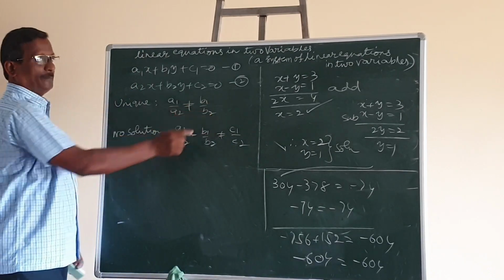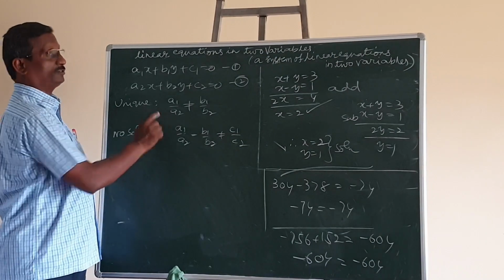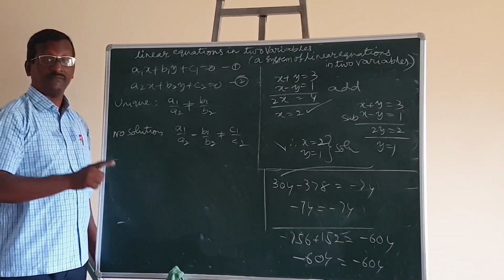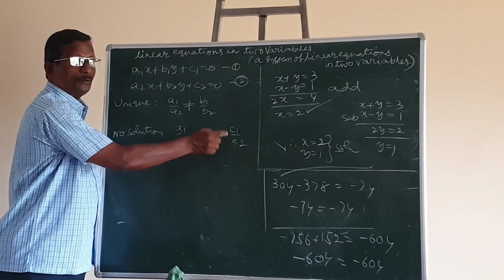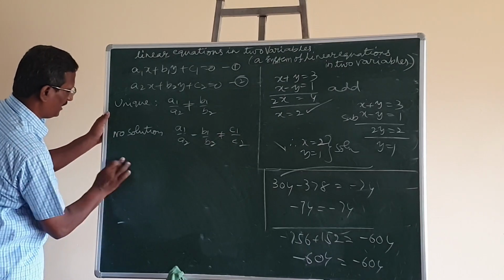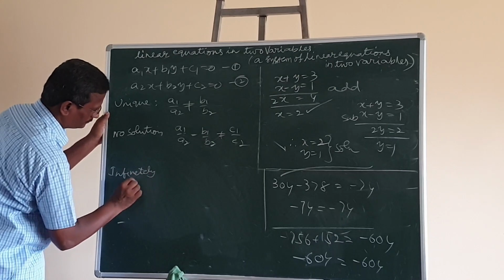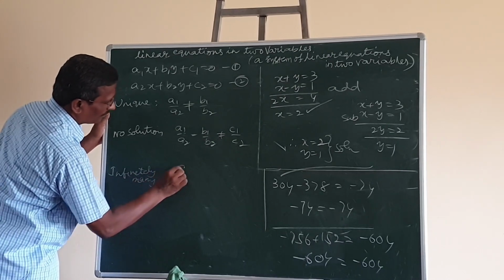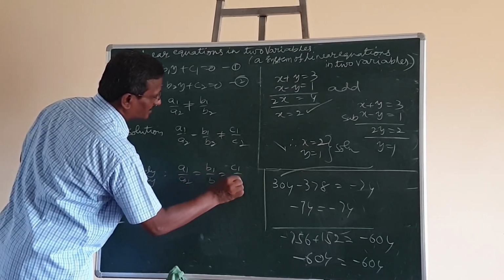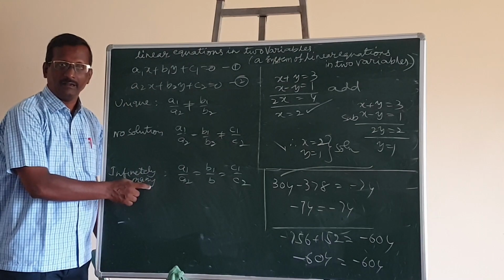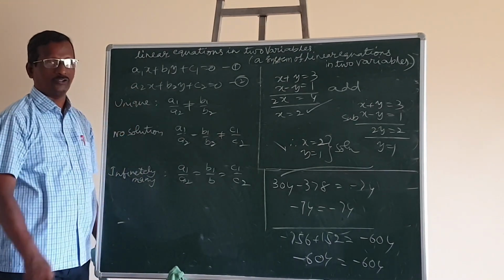For unique solution, c1 by c2 we need not consider, we need not calculate, we need not use at all. But for no solution and for infinitely many solutions, it is necessary. Whenever it is needed, we have to make use of this c1 by c2. For infinitely many solutions, a1 by a2 is equal to b1 by b2 is equal to c1 by c2. If all the three are equal, infinitely many solutions. If a1 by a2 is not equal to b1 by b2, unique solution.